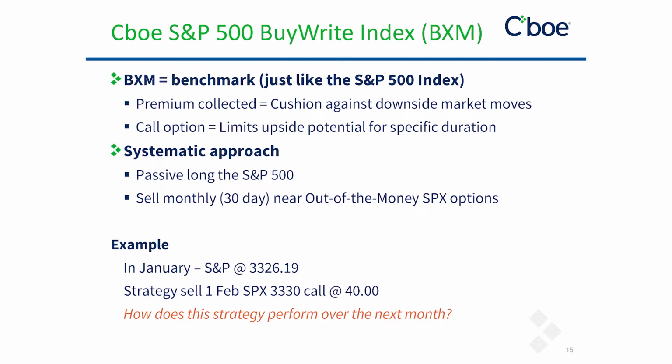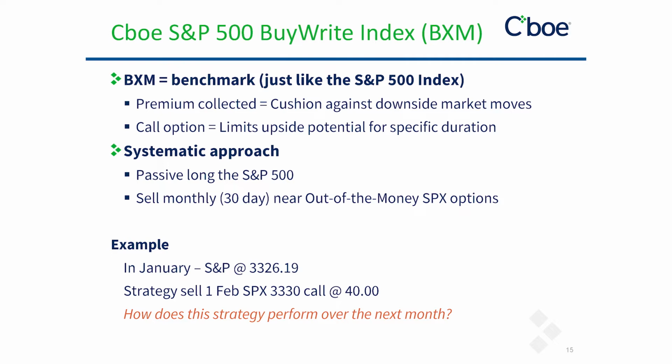The strategy remains passive long the S&P 500 index. Imagine that the strategy owns all the constituent stocks in their correct weightings. A simpler approach would be to imagine the strategy owns 1,000 shares of SPY for every 1 short index call. The strategy systematically sells a monthly, which is 30-day, slightly out-of-the-money SPX index option.